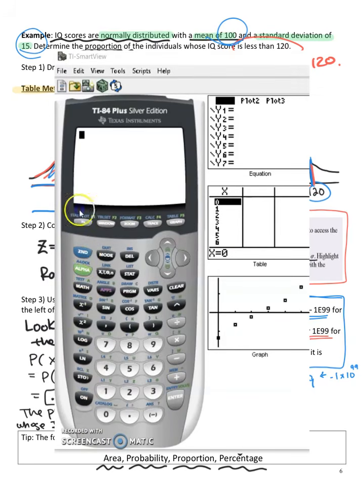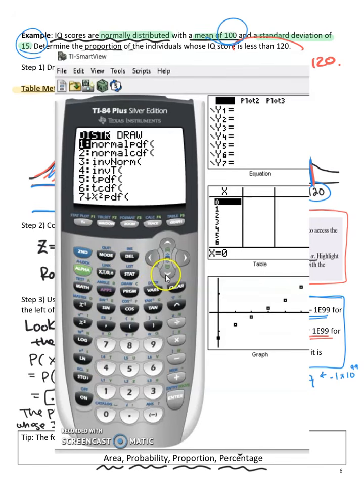First you press second, and then you press vars, and then you go down to number 2, which is normal CDF, and then press enter. Mine comes out like this, but if you have a fancier calculator, you will get a list of lower, upper, mu and sigma. If that's the case, that's great, you just type each value in there. But mine is not like that, so I have to type each value with commas in between.